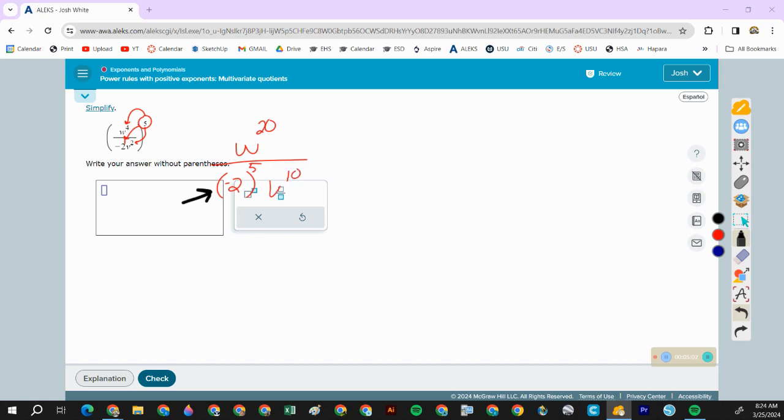And the reason we put that into a set of parentheses is if the exponent is even, the negative is going to go away. But in this case, it won't. So we have w to the 20th on top. And then negative 2 times negative 2 is 4, times negative 2 is negative 8, times negative 2 is 16, times negative 2 is negative 32.